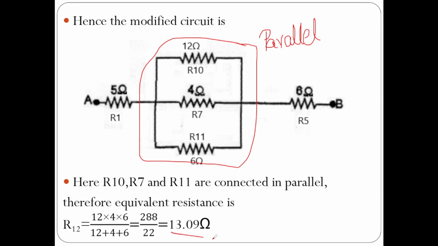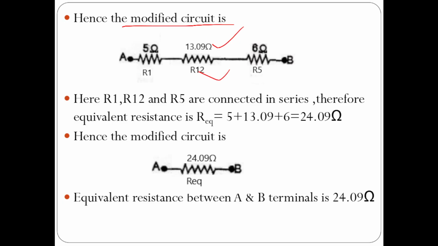So now modify the given circuit and redraw it. This is my modified circuit. This is my R12 whose value is 13.09 ohms. R1 is 5 ohms and R5 is 6 ohms. Now these three elements, R1, R12 and R5, are connected in series.